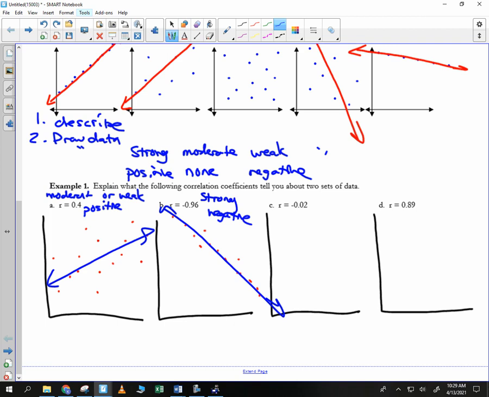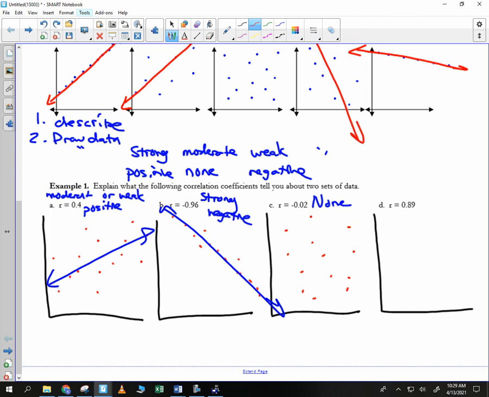Negative 0.002 is really close to 0. So this is none. There's no relationship. I wouldn't even go as far as to say that it's weak. There's no relationship that exists at all. You should see data that's scattered anywhere that has no rhyme or reason to it.